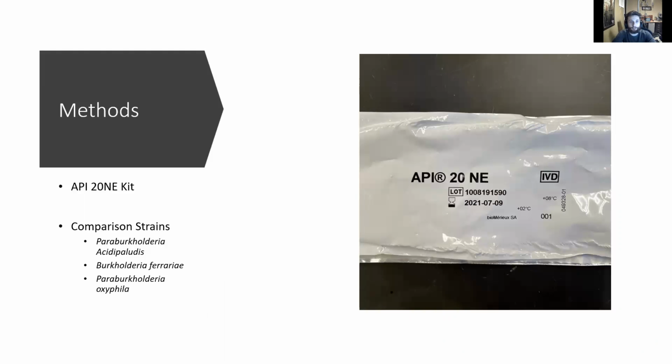And from annotation, it was suggested that the isolate was novel. So to confirm this, an API 20NE kit was used, which is the standard for microbe identification. And the kit was done following the manufacturer's directions. Now, in order to fully confirm that it was novel, comparison strains would need to be used, and these strains were ordered. However, due to the current COVID-19 pandemic, they were delayed. So the results from the API kit were instead compared to literature.